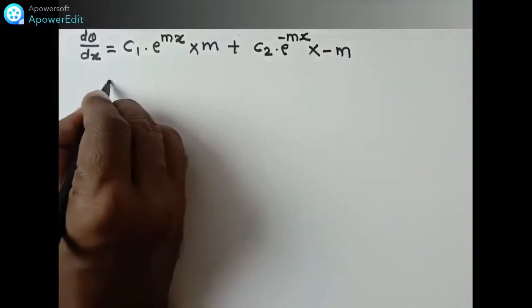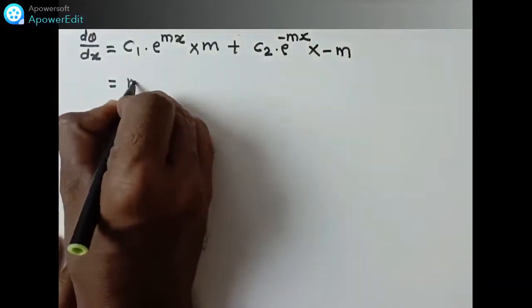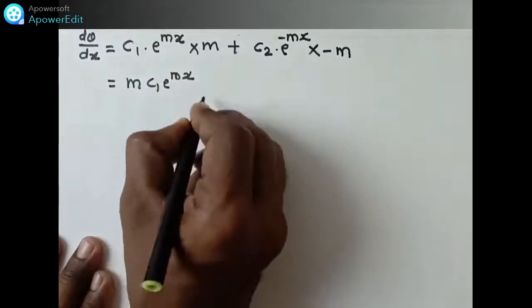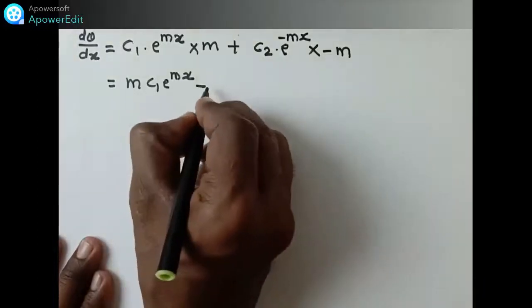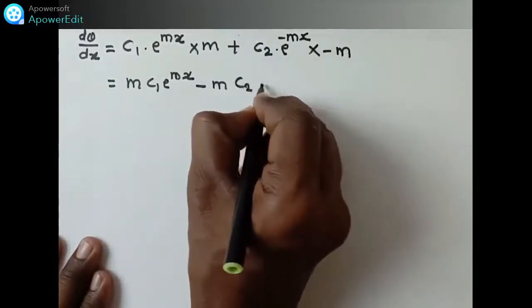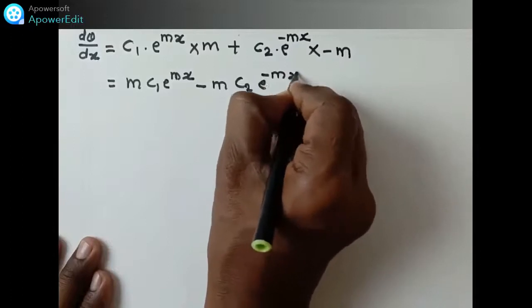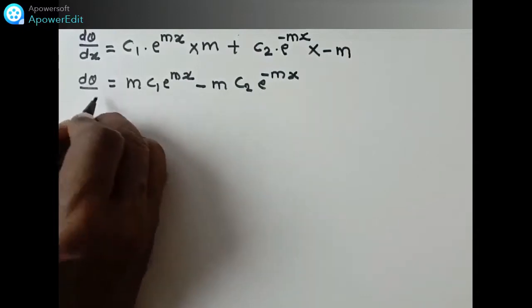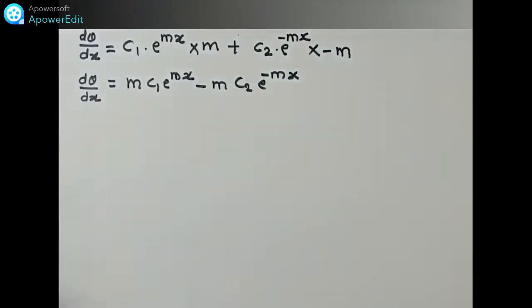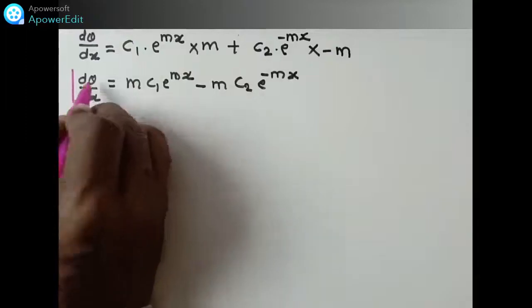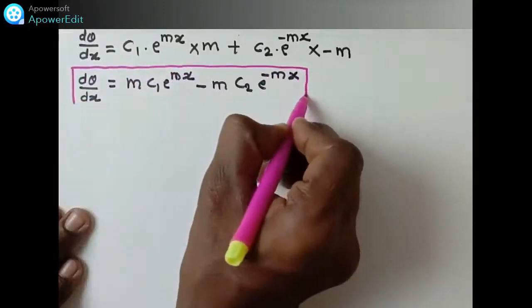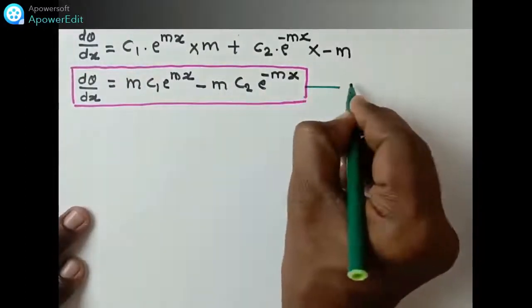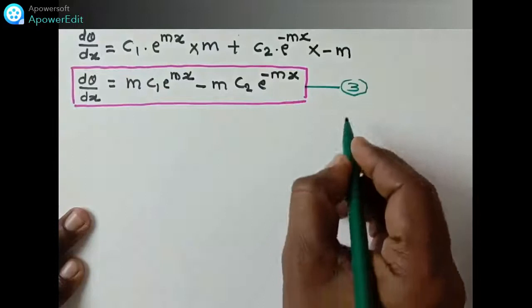So here we will have m into C1 into e raised to mx. This minus sign will come here. This will be equation 3.